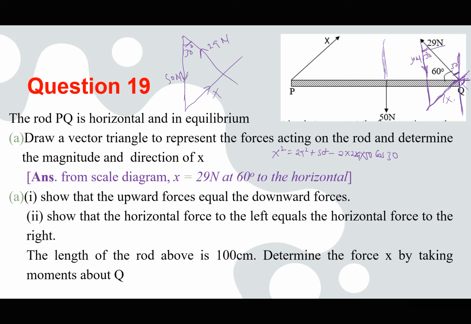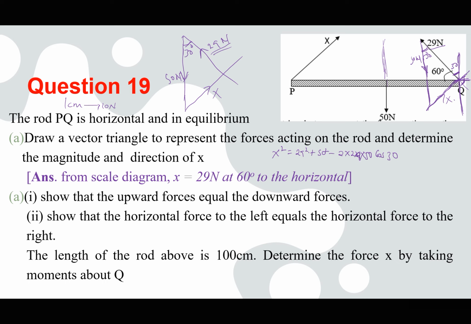You can use a scale diagram where you first draw a vertical line. You can choose a scale of, say, 1 centimeter representing 10 newtons. So you draw in the vertical, you draw 5 centimeters. In the other one, you draw 2.9 centimeters to represent 29 newtons. But let me check with the cosine rule.